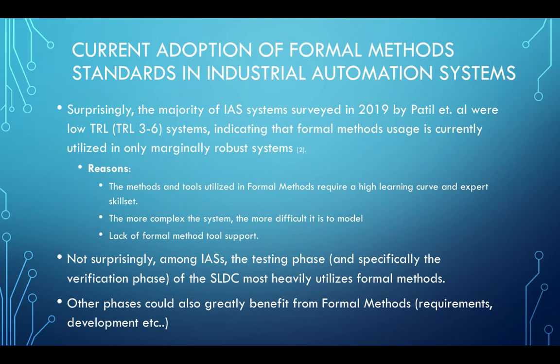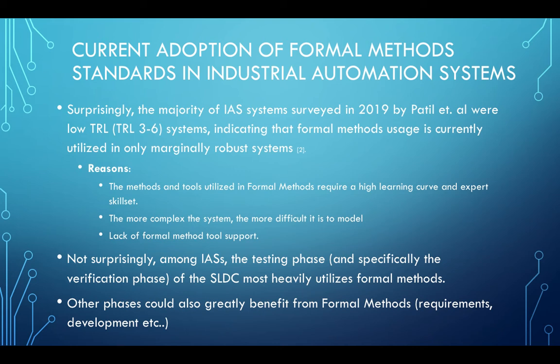So after surveying all the publications they could find on recent usage of formal methods in industry, what the authors of the study found was a bit surprising. The majority of the publications were not applying formal methods to mature, proven high TRL systems, but to low TRL 3 through 6 level systems. And the authors cite several reasons why they believe this to be the case.